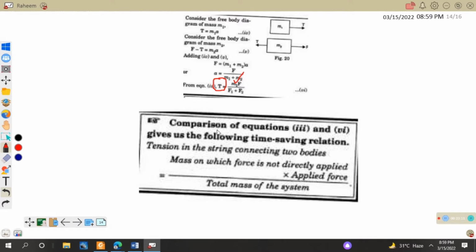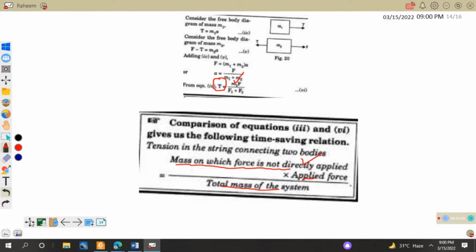If we make analogies and compare equations 3 and 6, they give us the following time-saving relation. Tension in the string connecting the two bodies will be equal to the mass on which force is not directly applied, multiplied by the applied force, divided by the total mass of the system. So we have noticed that the mass contributing is the one on which force is not being applied.